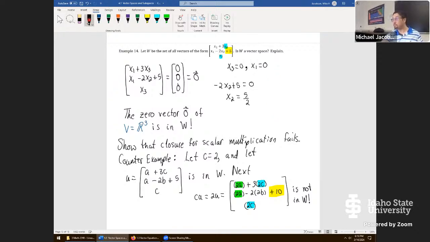Last thing we should say here, just to finish off the problem, is this shows W is definitely not a subspace of anything, and it's definitely not even a vector space. It didn't even satisfy closure of vector addition. This is all it took to leave the set. So this shows W is not a vector space.